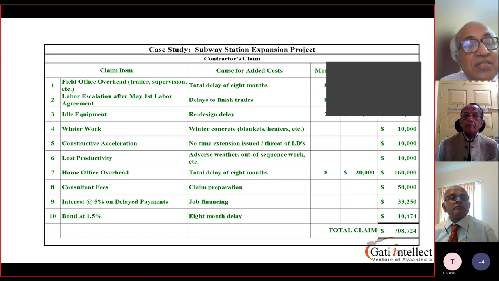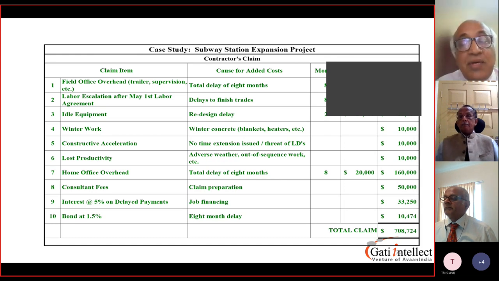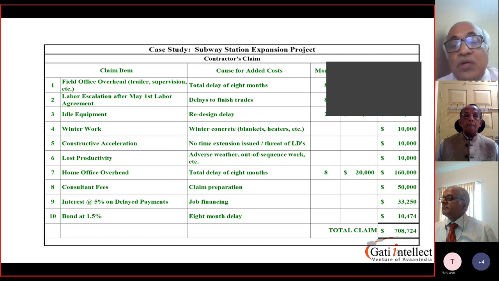Then interest on delayed payments, because the payments were not fully made. Typically a bank guarantee, which is a bond for the contract, is given by the vendor, and it basically covers all the resources under their control. Because there is an 8 month delay, extra interest of 1.5% has to be paid, which amounted to 10,400. So totally the claim came up to 708,724. So do you have any comments on this claim?